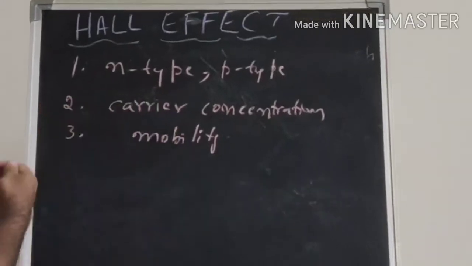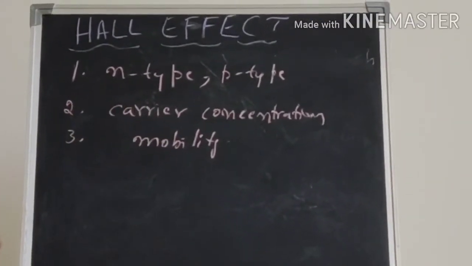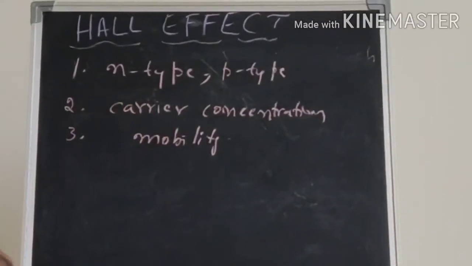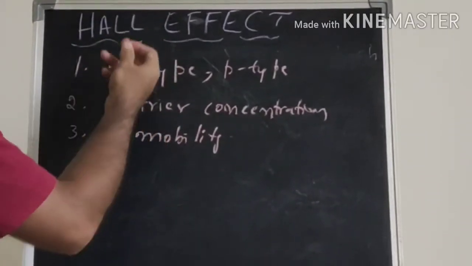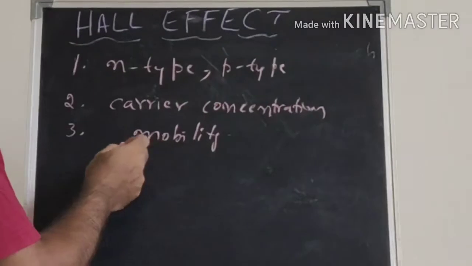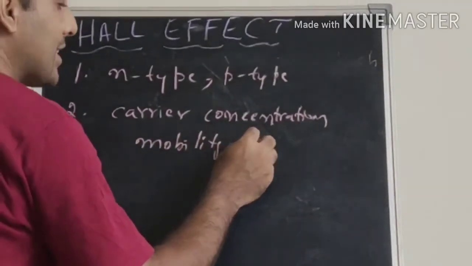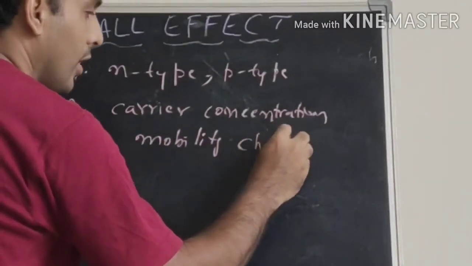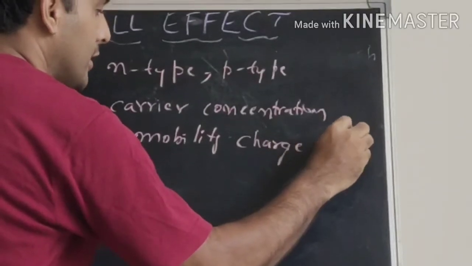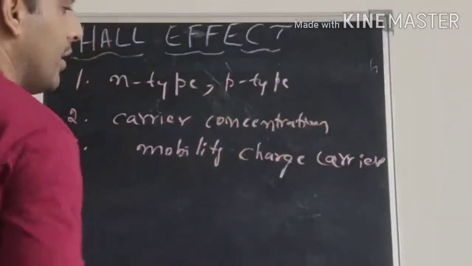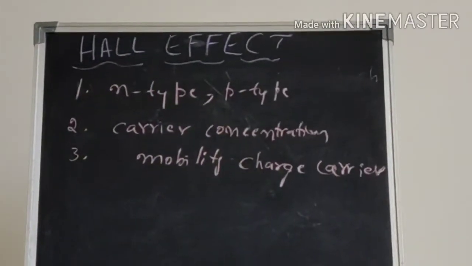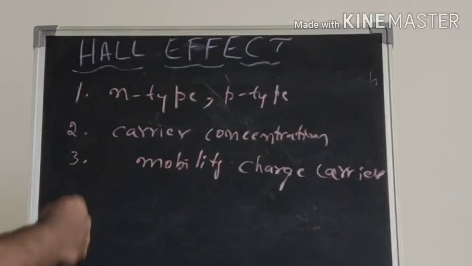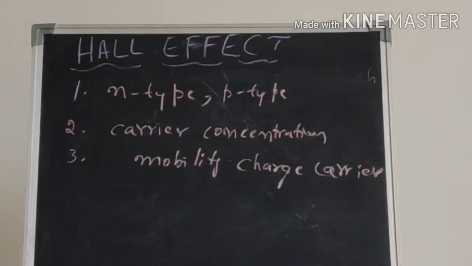The second application is to determine the carrier concentration. Electrons and holes are the charge carriers. To find the carrier concentration, we use the Hall effect. Another application of the Hall effect is the mobility of charge carriers. In order to determine the mobility of the charge carriers, the Hall effect can be used. There are many more applications of the Hall effect.